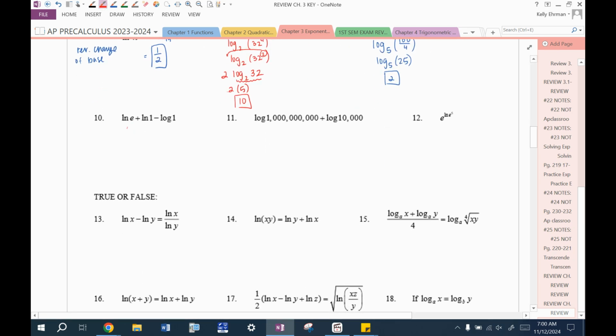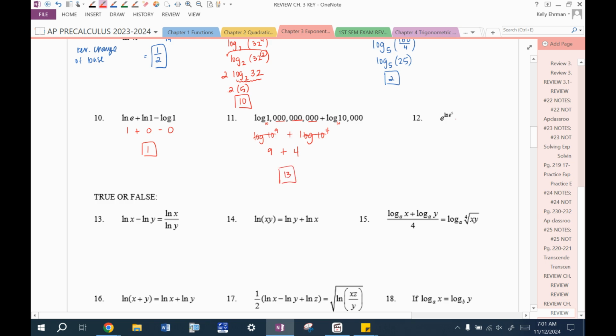Natural log of e is 1. Natural log of 1 is 0. Log of 1 is 0. So my answer is 1. Remember not to overthink this. This is base 10 here. Count the zeros. 3, 6, 9. So this is saying what's the log of 10 to the 9th plus the log of 10 to the 4th. That's 9 plus 4, which is 13.